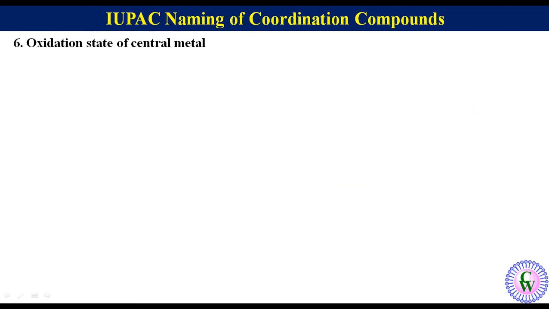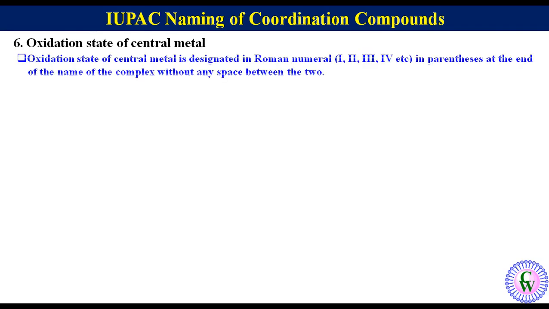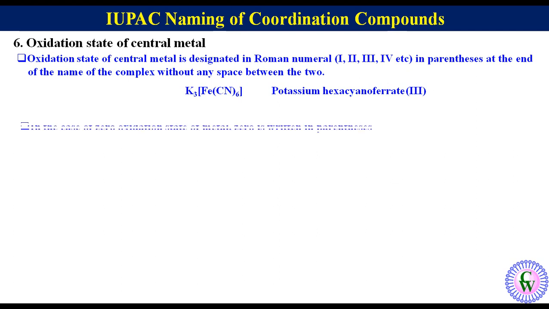Point number 6, oxidation state of the central metal. The oxidation state of the central metal is written in Roman numerals in parentheses at the end of the name of the complex without any space between the two. For example, K3[Fe(CN)6]. The IUPAC name of this complex is potassium hexacyanoferrate. In this complex, the oxidation state of iron is +3, that will be written in Roman numerals in parentheses at the end of the name of the complex without any space between the two. In the case of zero oxidation state, 0 is written in parentheses.